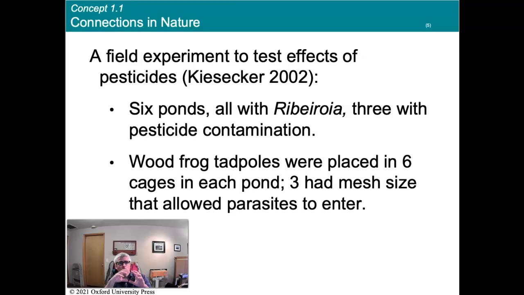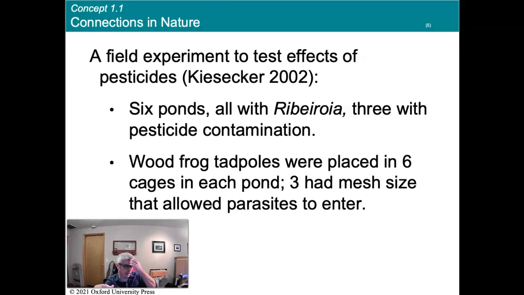And so you can put tadpoles or eggs in a small cage where the parasites are not able to enter. You can put them in a larger mesh-sized cage where the parasites are allowed to enter. So we've got effectively parasites and no parasites. Given that all the ponds do have parasites, we're able to exclude the parasites. So this is like a classic exclusion experiment.